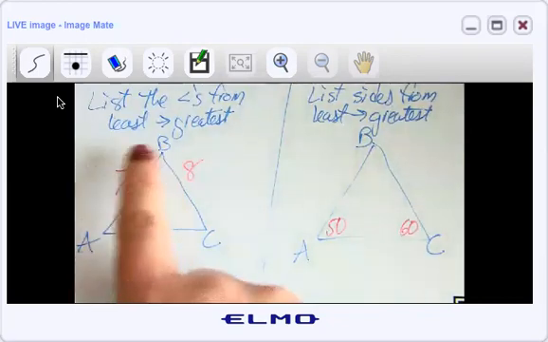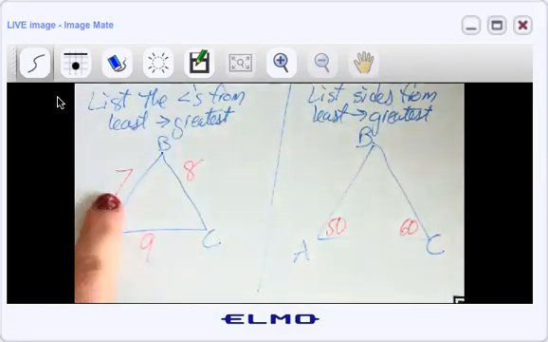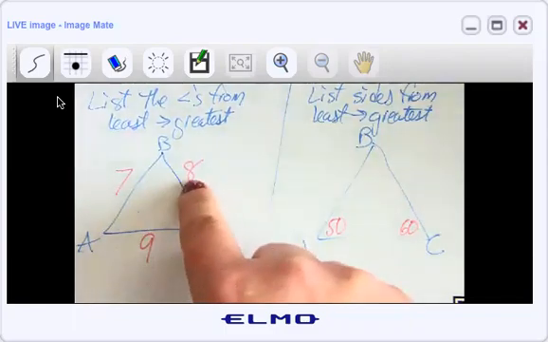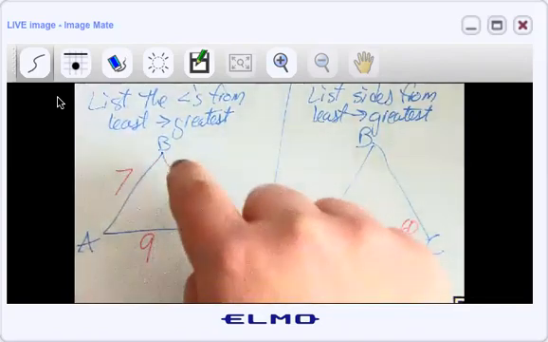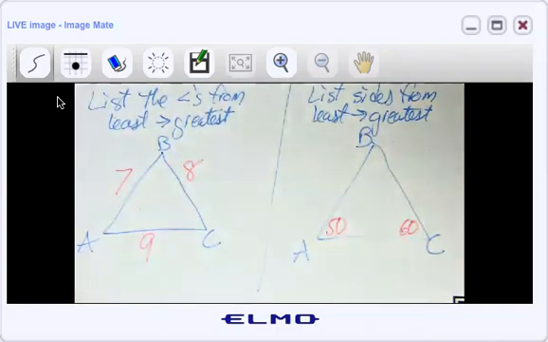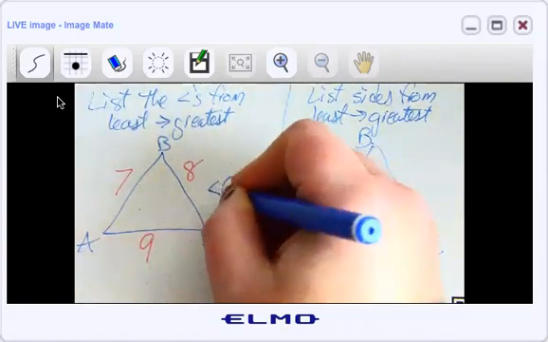So for the first one, you want to list the angles from least to greatest. So I want to start with the smallest side, right? Which is 7. So I got to see what angle is across from that. So that's why C is going to be my smallest angle of the 3. All right. Then the next smallest side is 8. So across from that is A. So it's got to go CA. And then it looks like B is going to be my biggest angle because it's across from the biggest side. So please double check that you have this one as CAB.